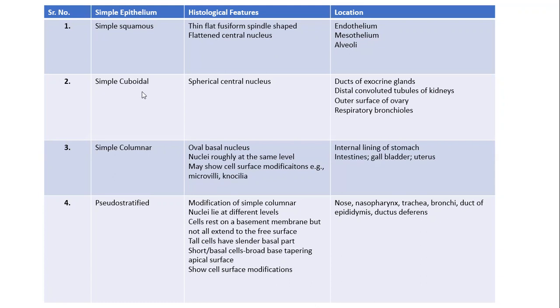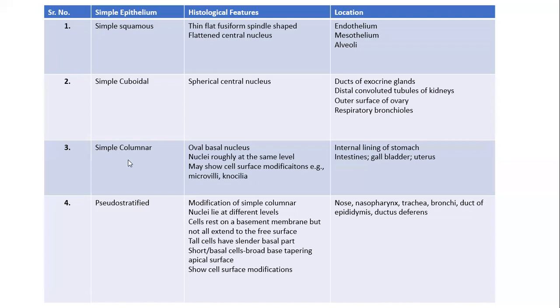Simple cuboidal epithelium is a single layer of cuboidal cells having a spherical central nucleus, and this type of epithelium can be found in the ducts of the exocrine glands, distal convoluted tubules, outer surface of the ovary, and respiratory bronchioles.